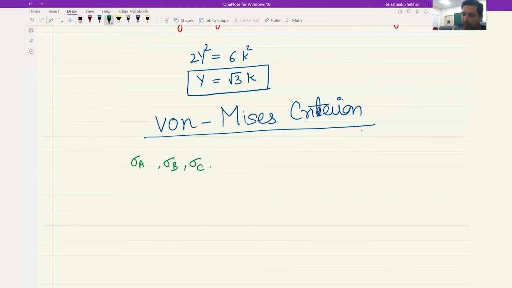Okay. And here, let's say for the condition sigma B equal to 0, how does the plot look?